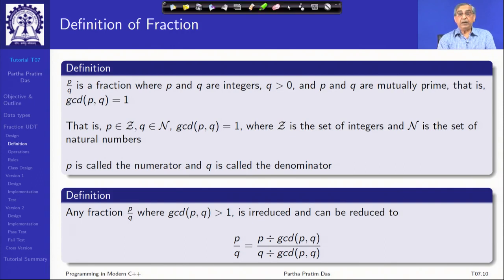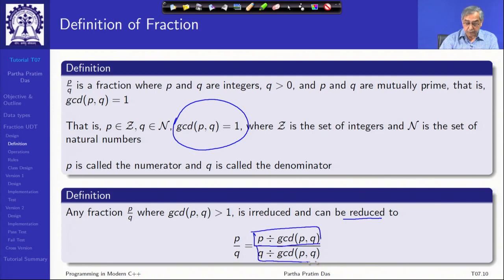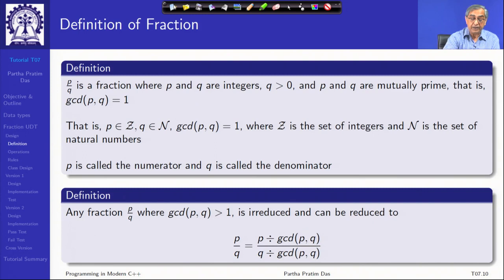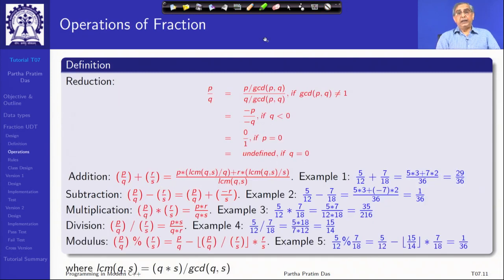So, formally speaking, a fraction p by q for our purpose, where p and q are integers, q is greater than 0, p and q are mutually prime, p is called the numerator, q is called the denominator, and if a fraction does not satisfy this condition, then it is called an irreduced fraction. So, an irreduced fraction can be reduced by dividing the numerator and the denominator both by the GCD of the fraction. Right.